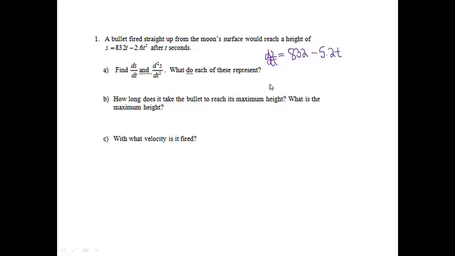And then it asks us to find d squared s/dt squared, which is just the derivative again. The derivative of 832, since it's a constant, will be 0, and the derivative of minus 5.2t will be minus 5.2. And then it says, what do each of these represent? The first derivative would represent the velocity of the bullet. The second derivative would represent the acceleration of the bullet.